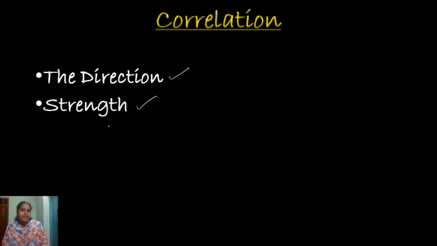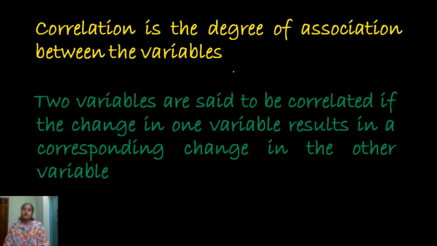Here the strength in the sense that how much closely the two variables are related to each other. Correlation is the degree of association between the variables. The two variables are said to be correlated if the change in one variable results in a corresponding change in the other variable. Then only we say the two variables are correlated to each other.